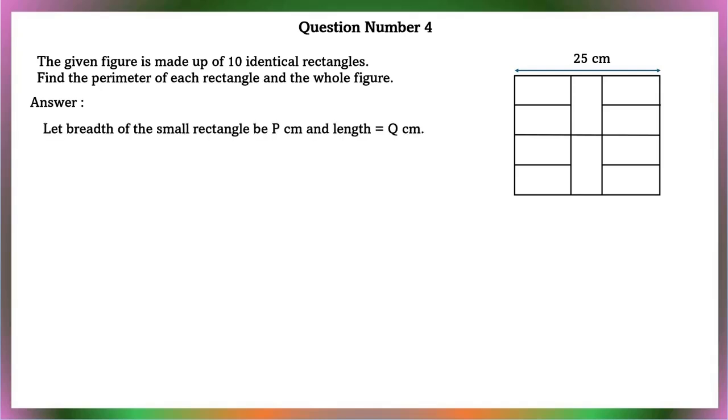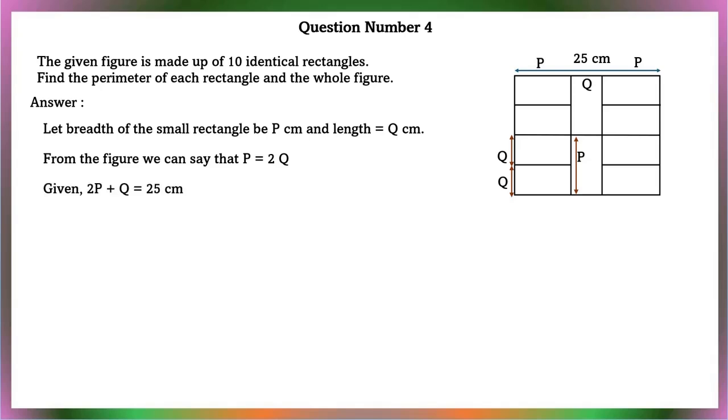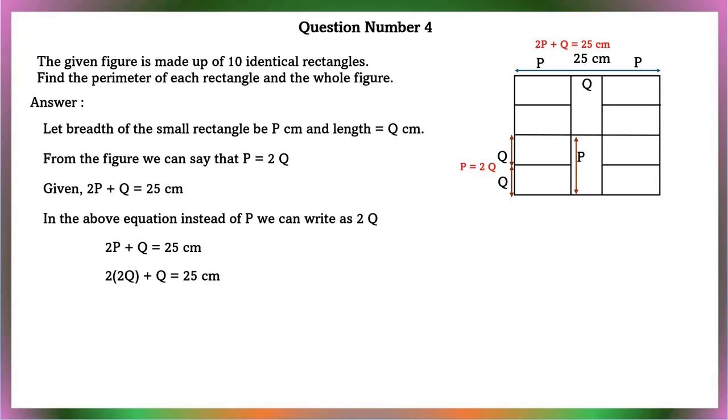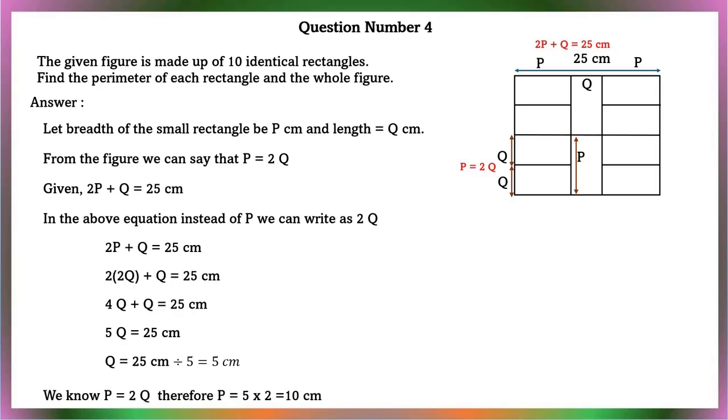Let the breadth of the small rectangle be p centimeters and the length be q centimeters. From this figure, we can say that p is equal to 2q. And given 2p plus q is equal to 25 centimeters. In the above equation, instead of p, we can write 2q. So the expression becomes 2 into 2q plus q is equal to 25 centimeters. Therefore, we can find the value of q, that is 5 centimeters.